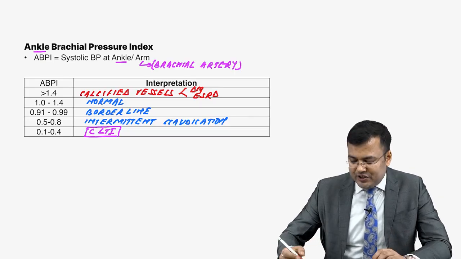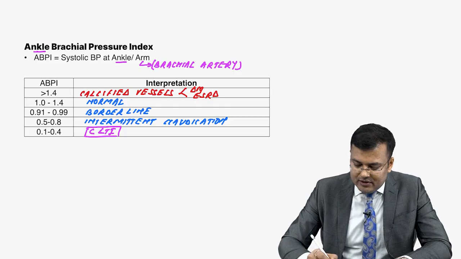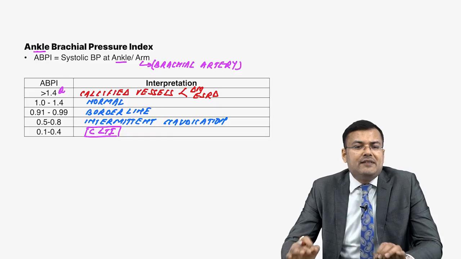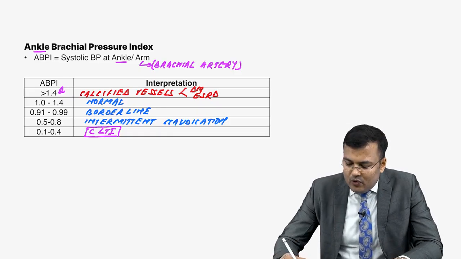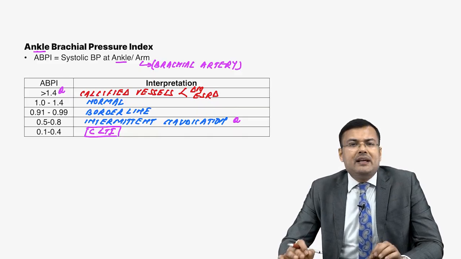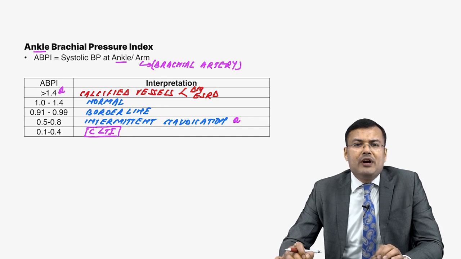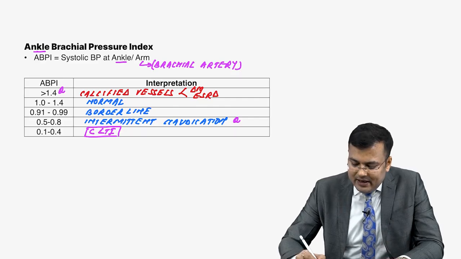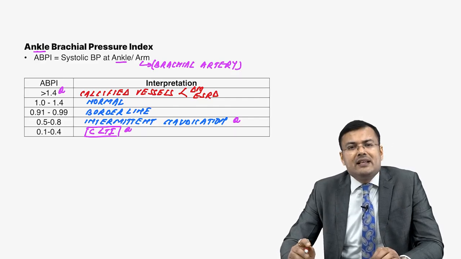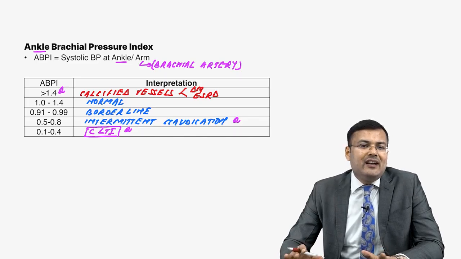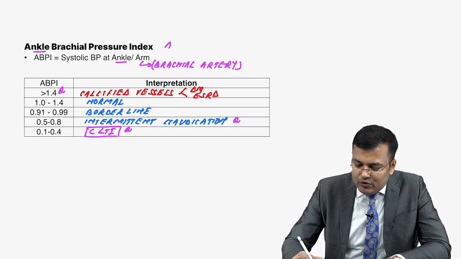Now let me discuss the questions. First, they ask this question. If the value is more than 1.4, it is suggestive of calcified vessels. Second, what is the value when patient is having intermittent claudication? Less than 0.9, so that is 0.5 to 0.8, and in which cases there is CLTI or CLI? Whenever it is less than 0.5, that is 0.1 to 0.4. So this is ankle brachial pressure index, also known as ABI or ABPI.